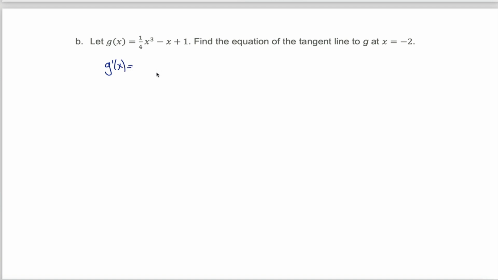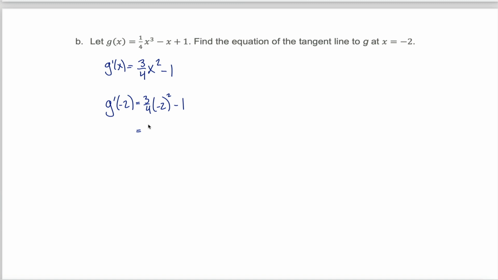Using my derivative rules, maybe I'm at the point where I can just look at this and tell that it's 1/4 times 3, or 3/4, x to the second power, minus 1 plus 0. In other words, g prime of x is 3/4 x squared minus 1. So if I was interested in figuring out g prime of negative 2, all I'd have to do is change all the x's in this expression into negative 2's.